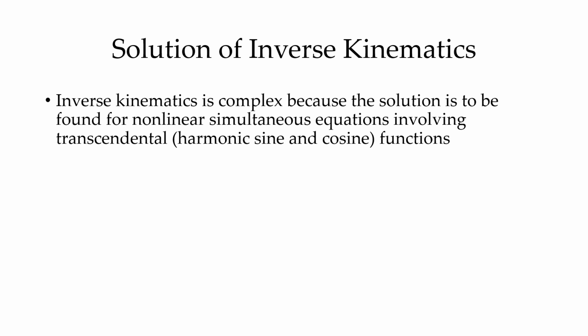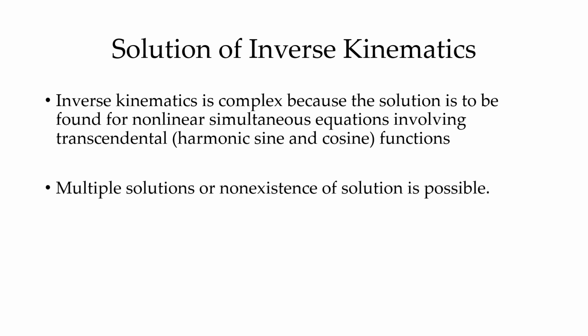We just needed to calculate using pen and paper, or we could have used some matrix methods. But when it comes to nonlinear equations, there is no such fixed method to solve those kinds of equations. That's why it becomes very complex. There can also be multiple solutions or non-existence of a solution. So either multiple solutions can exist, or there is also a possibility that no solution exists. These conditions are all possible in inverse kinematics.